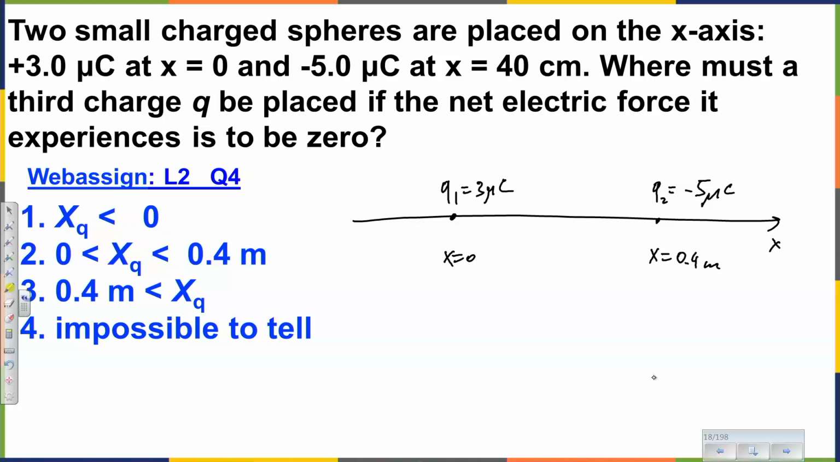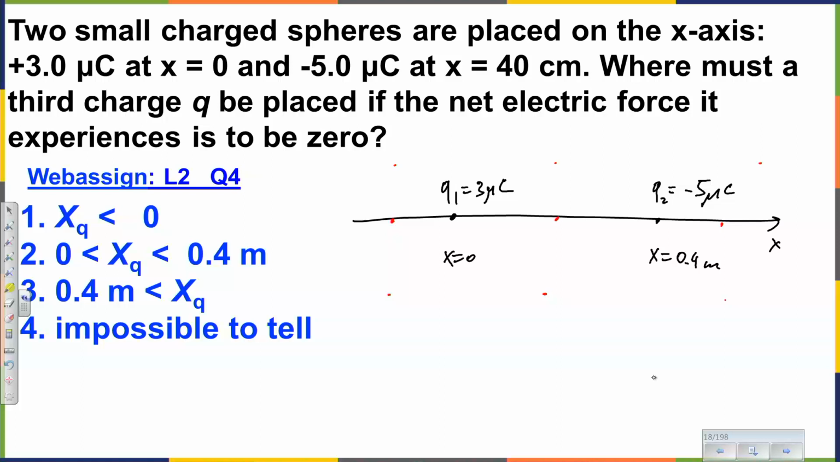And again, theoretically, we should check 9 locations. And theoretically, we should check it twice. First time, assuming the third charge is positive. Second time, assuming the third charge is negative. So 9 times 2, 18. So you have to walk through 18 reasonings. And eventually you should make a conclusion.